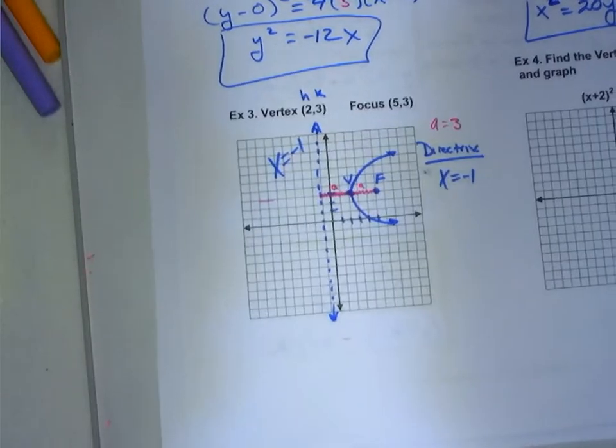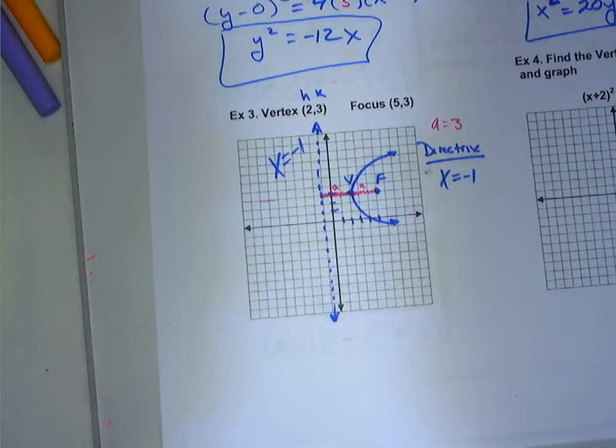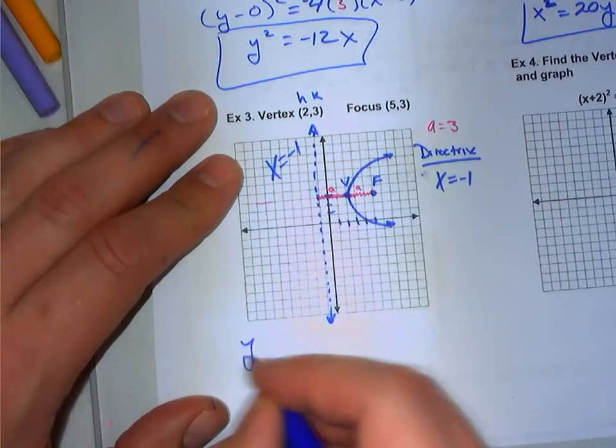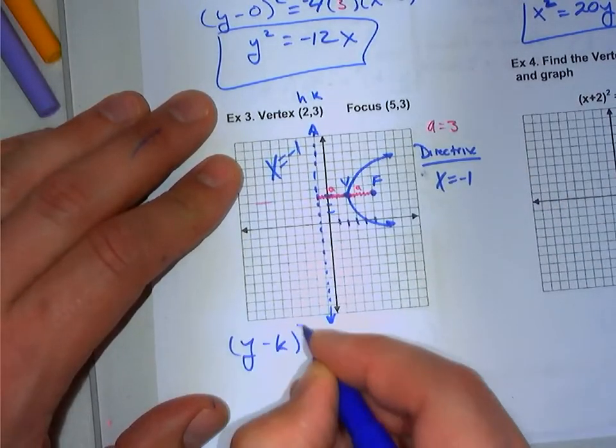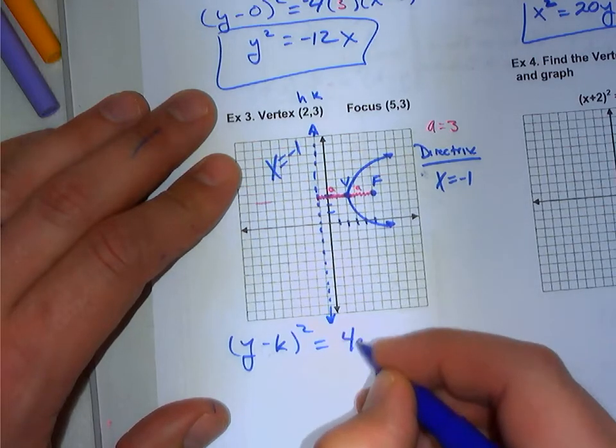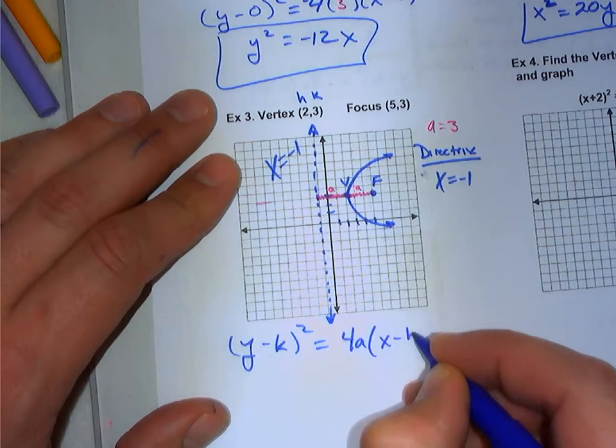So function or not a function. Are my x's squared or my y's squared? My y's are. This is not a function, right? So I have 2 y's. So this is the y minus k squared. It's opening to the right. We said positive people smile and they're right-handed. So this is a positive 4a, x minus h.